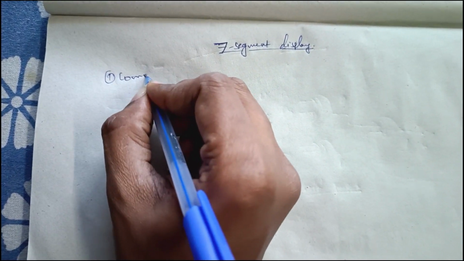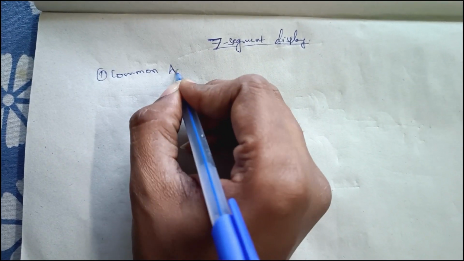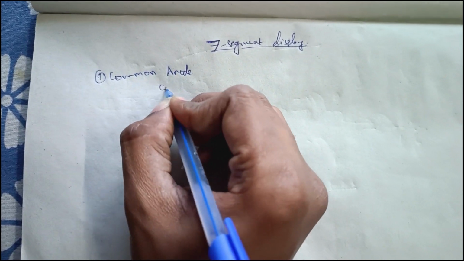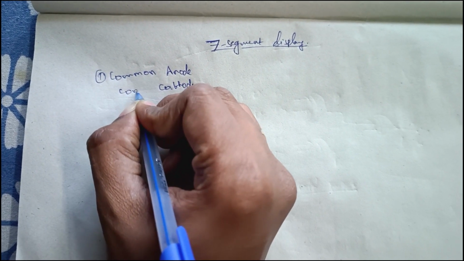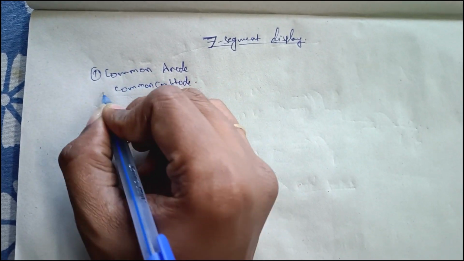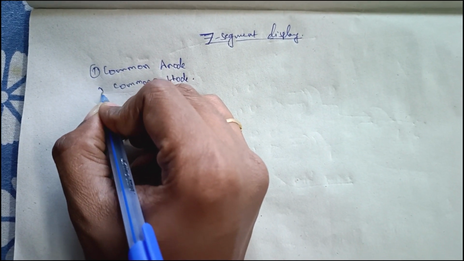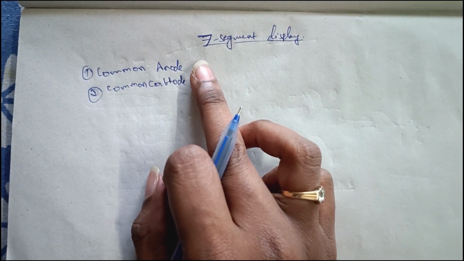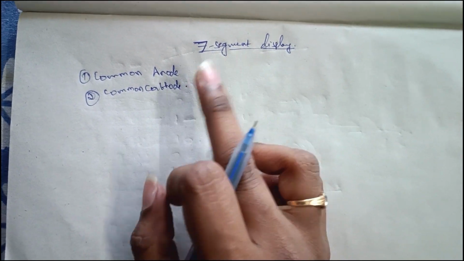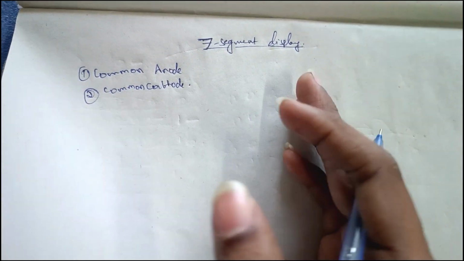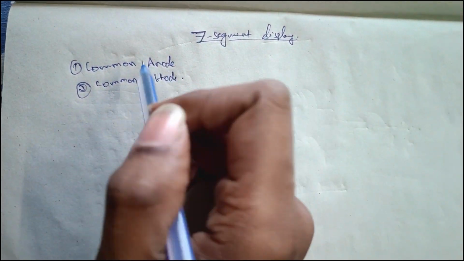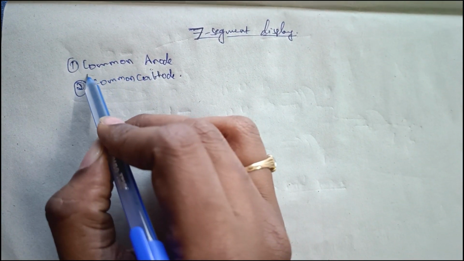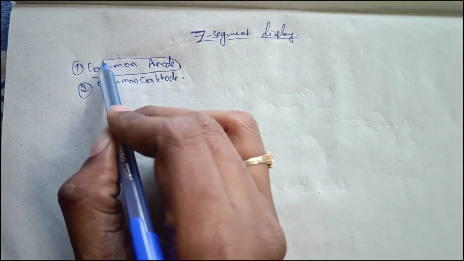The major difference between the common anode and the common cathode is that if you are operating a common anode display, then you have to pass logic 1 or high voltage to switch on the LEDs. In the common cathode, the process is reversed. You have to pass logic 0 or low voltage to turn on the display. What we are going to discuss in this video is the common anode display.